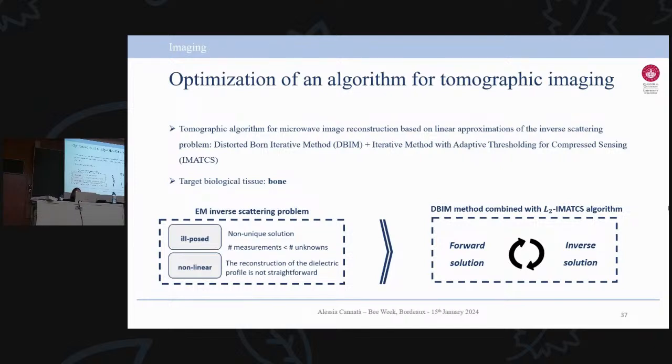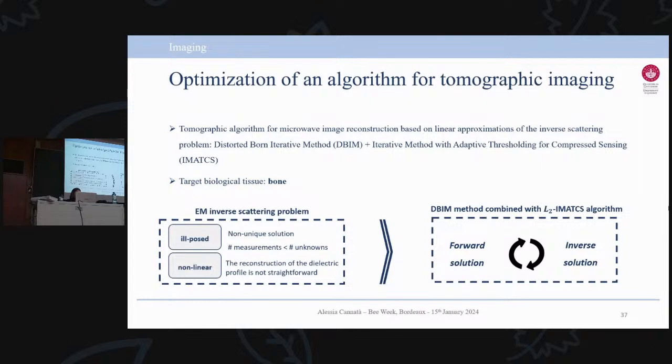It is inherently ill-posed because it has no unique solution, because the number of measurements is less than the number of unknowns. And it is intrinsically nonlinear because we have to determine many pieces of information of our field of view, and we have to correctly position the intensity of the pixel in the correct way. And this kind of process is not straightforward. It requires very, very high computational effort.